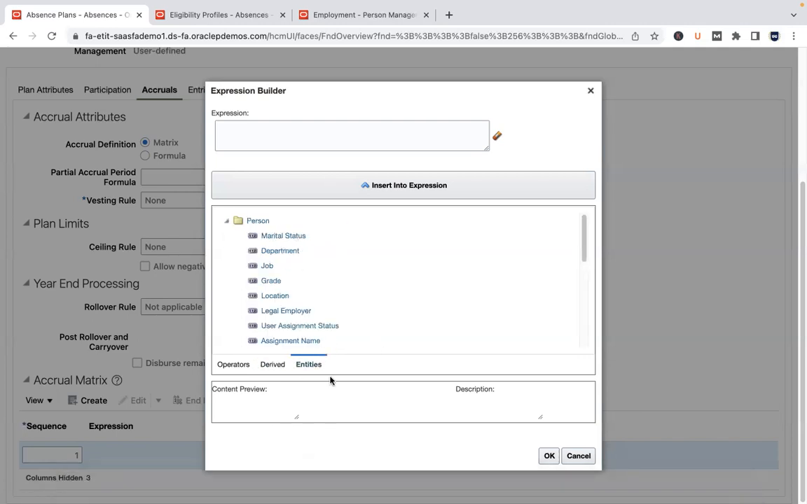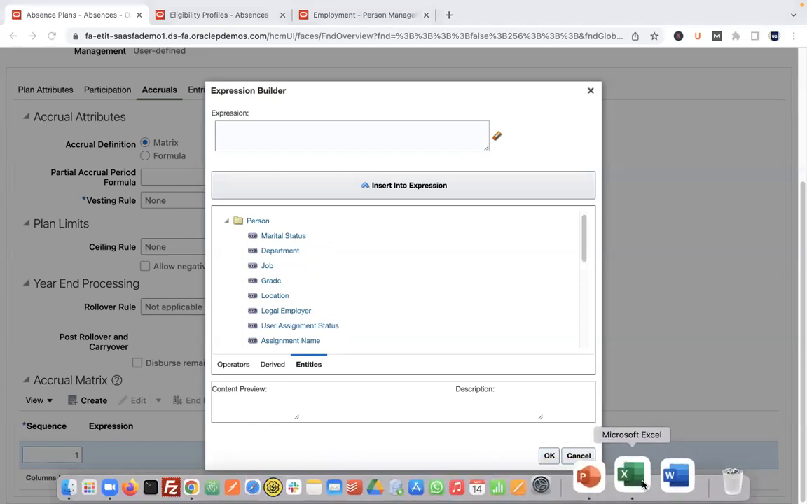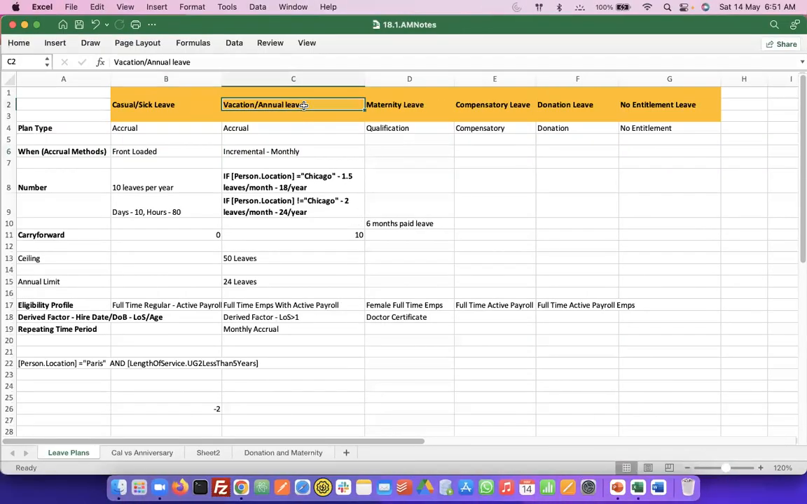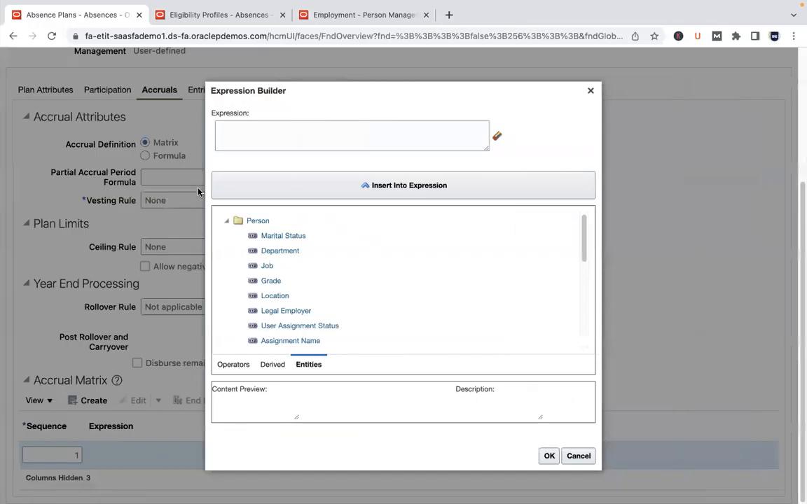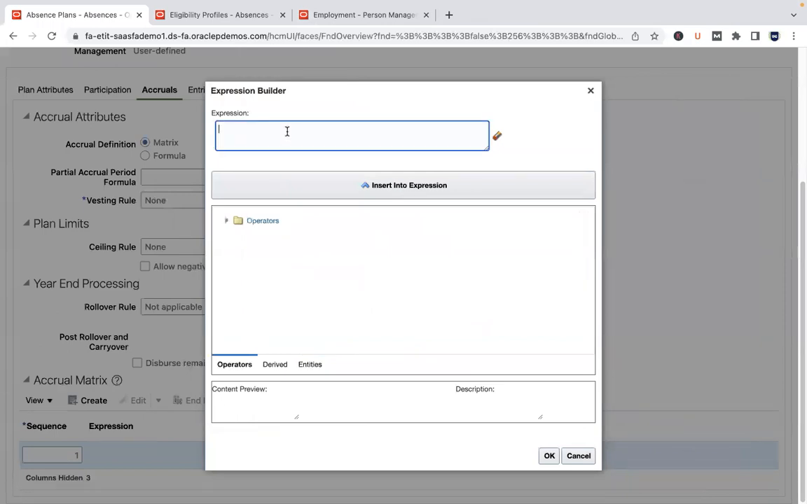So this entity, looking at the person attributes, would be required for a plan like a vacation plan, wherein we have to assign a different number of leaves based on a person, location, grade, job, or business unit. But in this case, it's always 10 leaves per year, right? So I'll keep it simple. I just have to say 1 equal to 1.